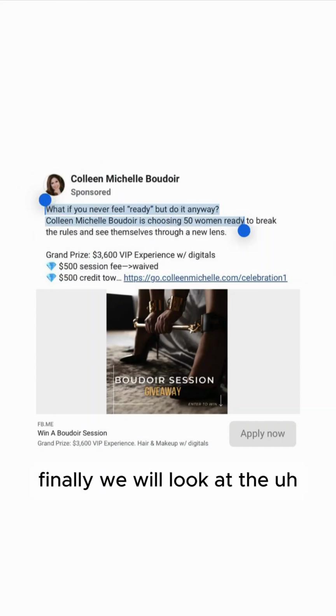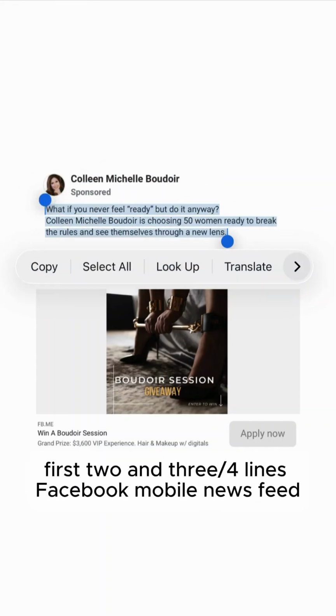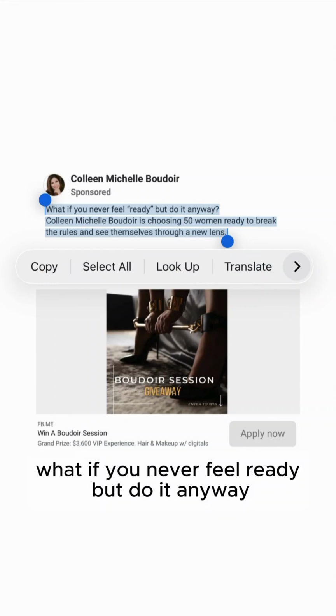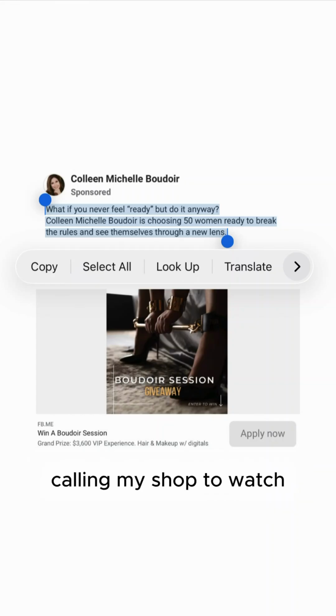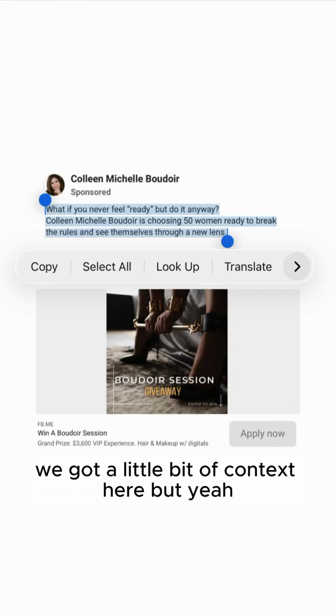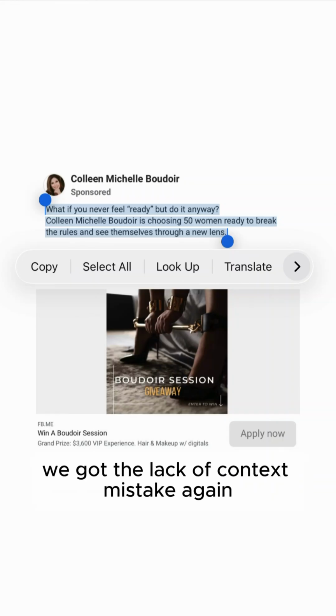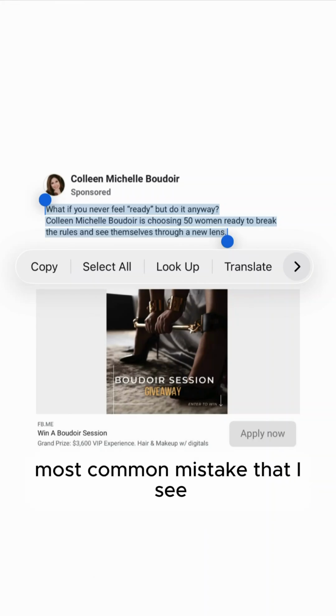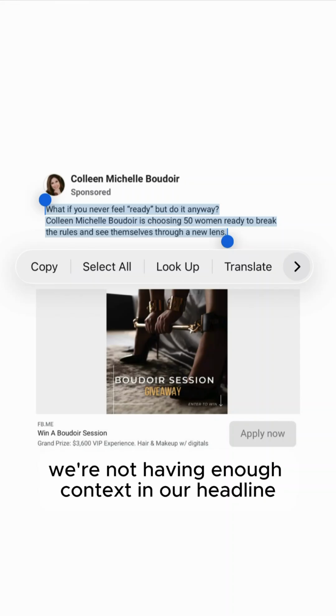Finally, we will look at the see more headline, first 2 3/4 lines, Facebook mobile news feed. What if you never feel ready, but do it anyway? Calling my shop too much. Ready to break the rules, results through new lens. Break the rules. Okay, so yeah, we got a little bit of context here, but we got the lack of context mistake again. Most common mistake that I see, or not having enough context in our headline.